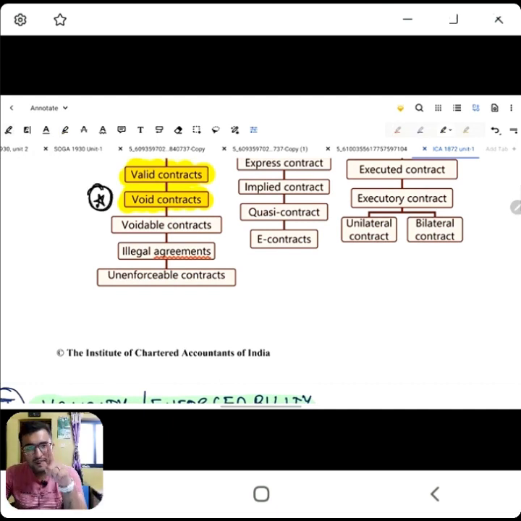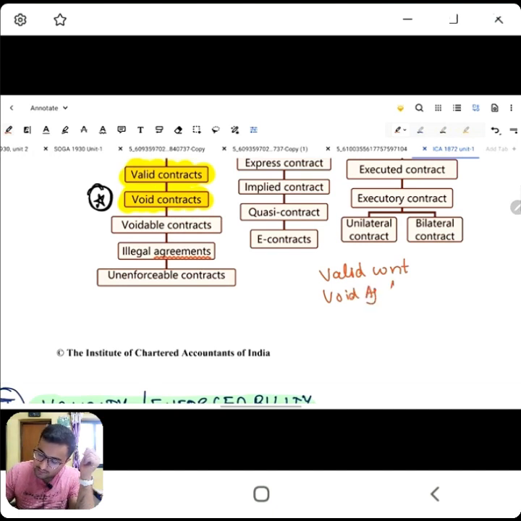Can I say a void contract once upon a time was a valid contract? Yes, a void contract once upon a time was a valid contract. But a void agreement or void ab initio, was it a valid contract at any time? No, it never became a valid contract in the first place. Are we following this? I hope you are following this. Okay. So we have discussed three things so far. We have discussed a valid contract, a void agreement or void ab initio, and a void contract.